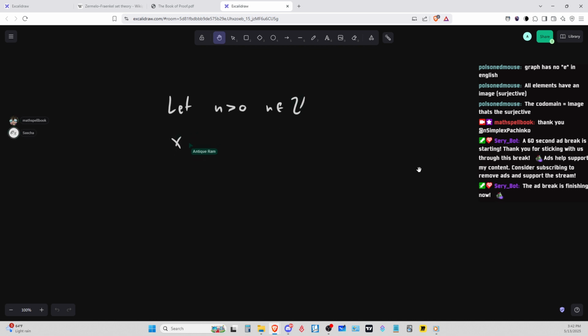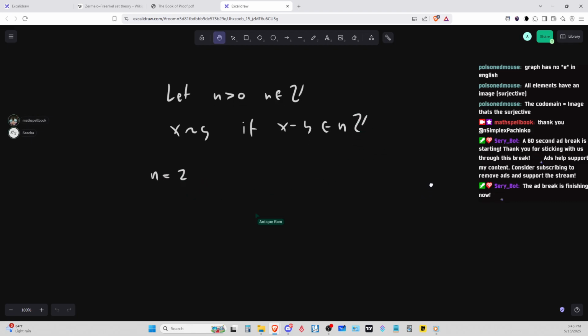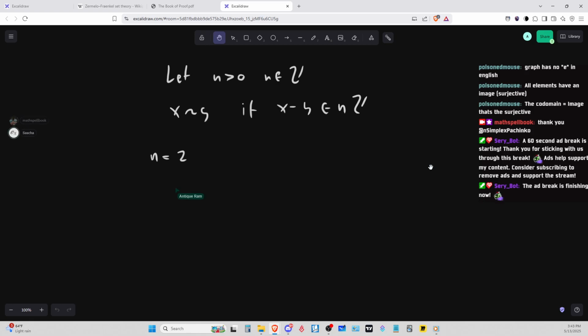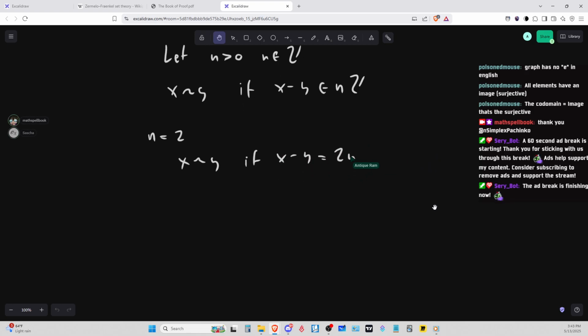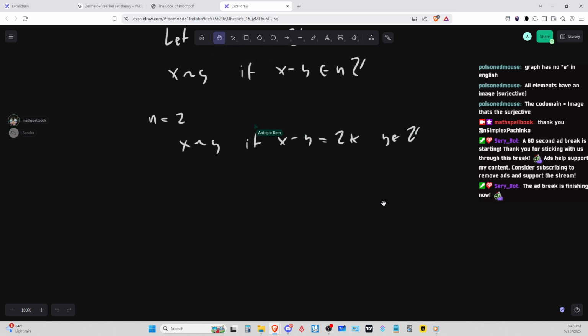So let n be some positive integer. We said that x is equivalent to y if x minus y sits inside of nZ. And what I wanted to do is the case n equals 2. So basically x is equivalent to y if x minus y is equal to 2k. Maybe I shouldn't use n, let's use k instead, where k is some integer. Basically what this is saying, in clear terms, is that x and y have the same parity.